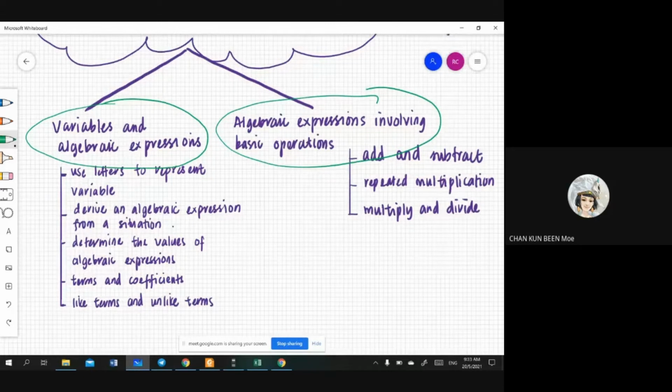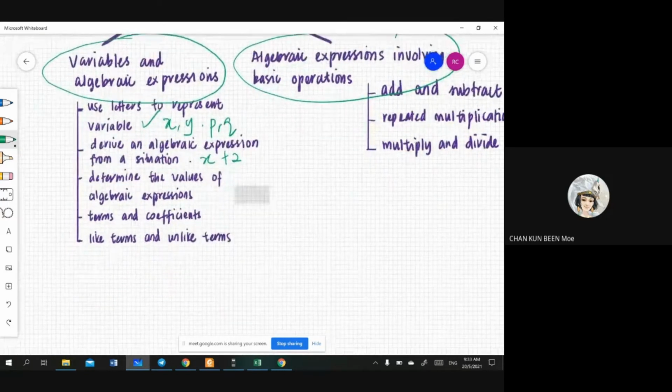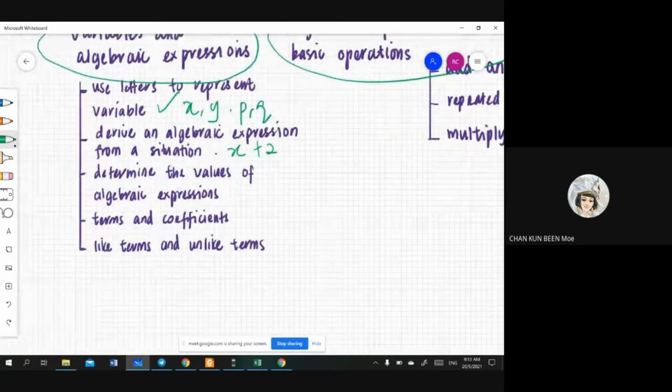So in the last lesson, you learned to use letters to represent variables. For example, you use X, Y, P, Q, and so on, right? After that, you learned to derive an algebraic expression from a situation. For example, X plus 2, and so on. So what you are going to look into today is this three over here.